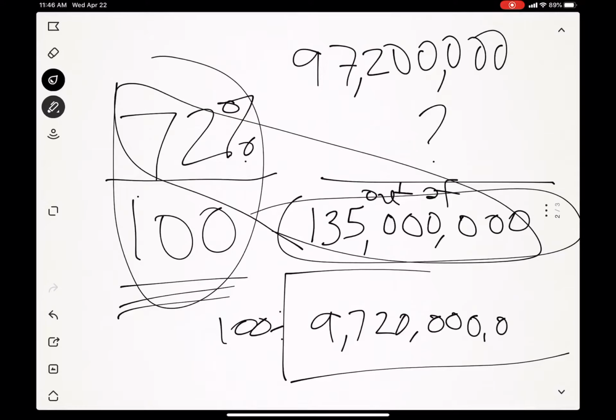Another way that I could do this is to divide these first: 72 divided by 100 would give me 0.72. And then just multiply 0.72 times 135 million. If I do that, I should get that same answer of 97,200,000. And I do.